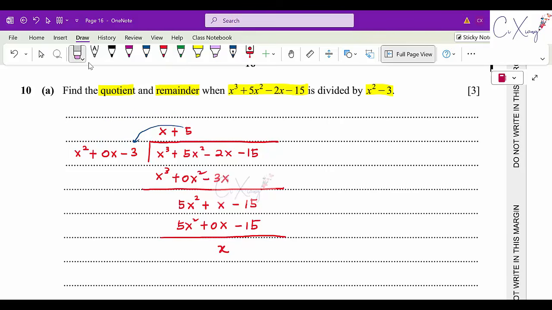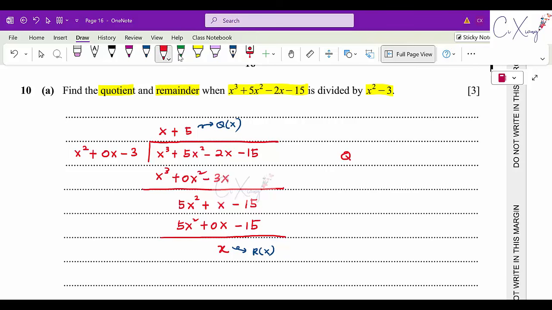So we have ended our long division here. It is because the degree of the divisor is 2 and the degree of the remainder here is 1, so you cannot continue the long division anymore. And now, where is the quotient? Basically, you have to know that this is the quotient, and this is the remainder.